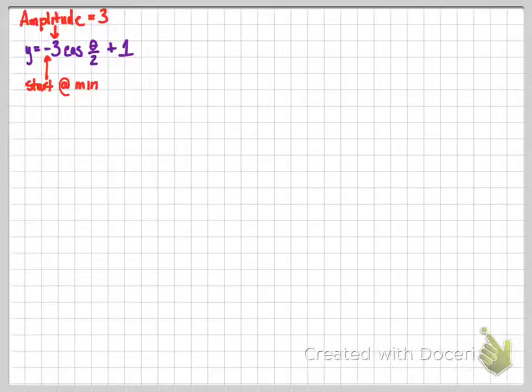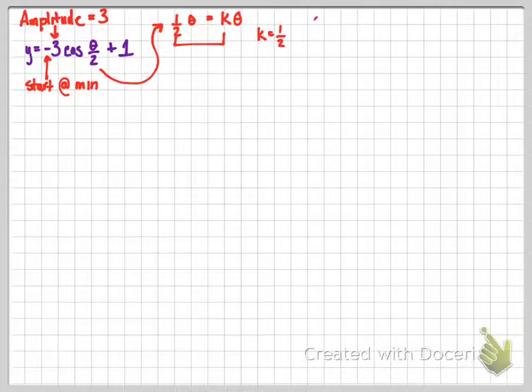Okay, notice how I'm taking notes on this. That theta over 2, what that means is 1/2 theta. Okay, so my k value is equal to 1/2. So if k is 1/2, 2 pi over k is 2 pi over 1/2. So it's 4 pi. Okay, so that is my period. My period is 4 pi.